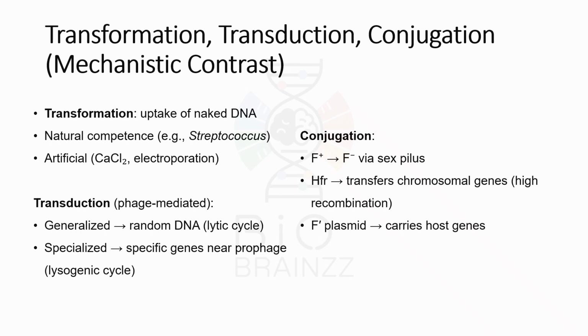Conjugation involves direct cell-to-cell contact through a sex pilus, where F plus cells transfer DNA to F minus cells. HFR strains can transfer chromosomal genes. These mechanisms are very commonly asked in comparison-based questions.